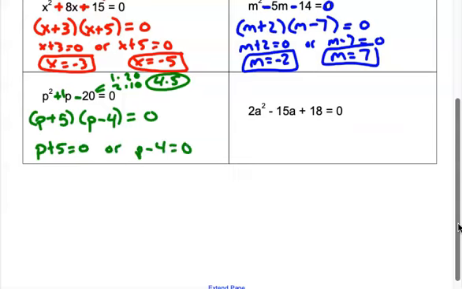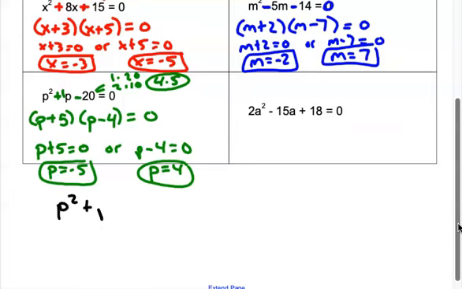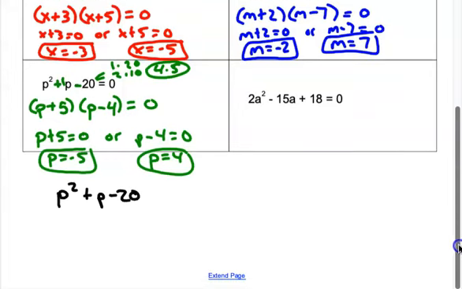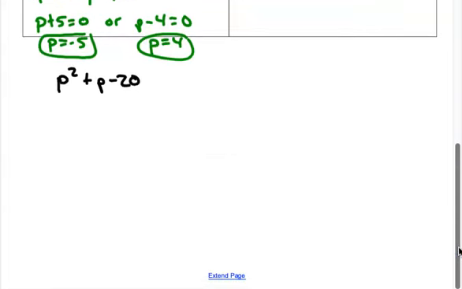Those are my two possibilities. So p being negative 5 is a possibility. P being positive 4 is a possibility. Okay? Just to show you it once, let's go through it and plug those numbers into our original equation, p squared plus p minus 20. See if plugging those in gives us 0 like we thought they would, or like we hoped they would.